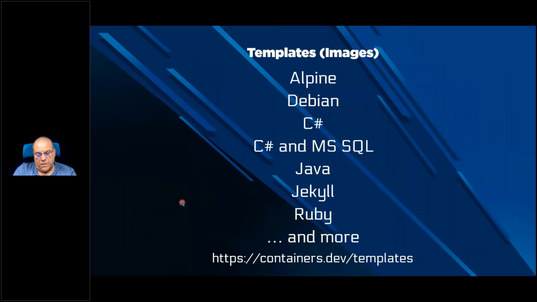So, templates that are available: you can go to that link below, which we're going to go to in 2 more slides. There are templates available for Alpine, Debian, C#, C# and Microsoft SQL, Java, Jekyll, Ruby, you name it. If there's a programming language out there, there's probably a dev container for it. And if not, you can create your own pretty easily by going to containers.dev, and it has everything you need to build your own custom one.